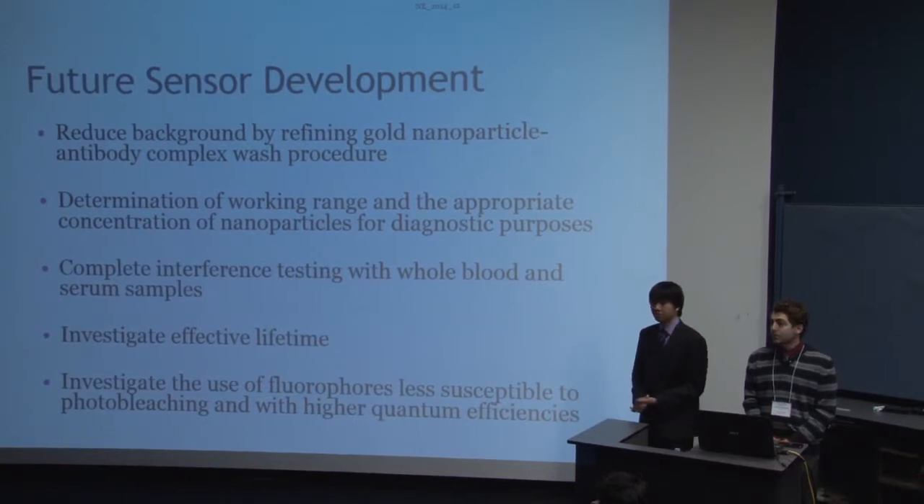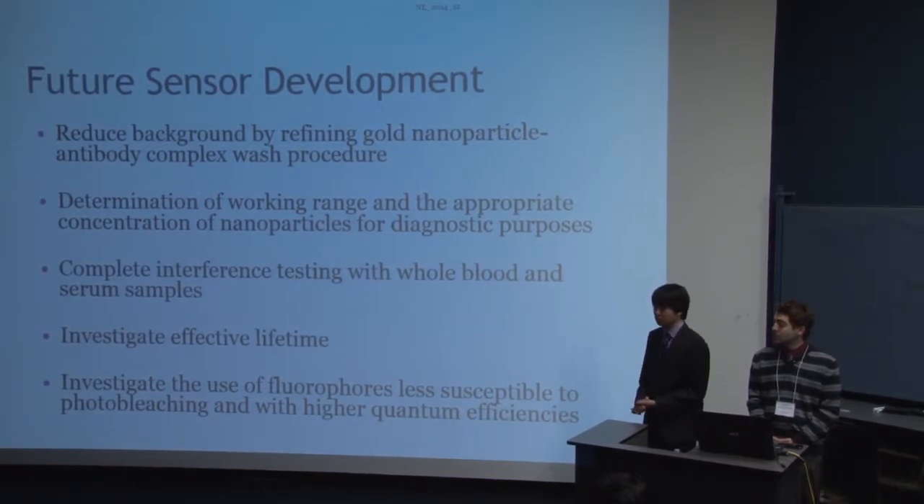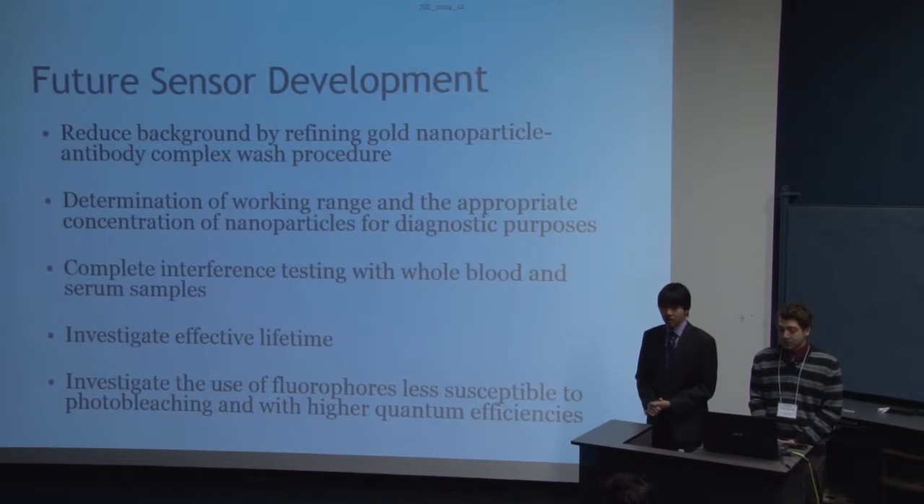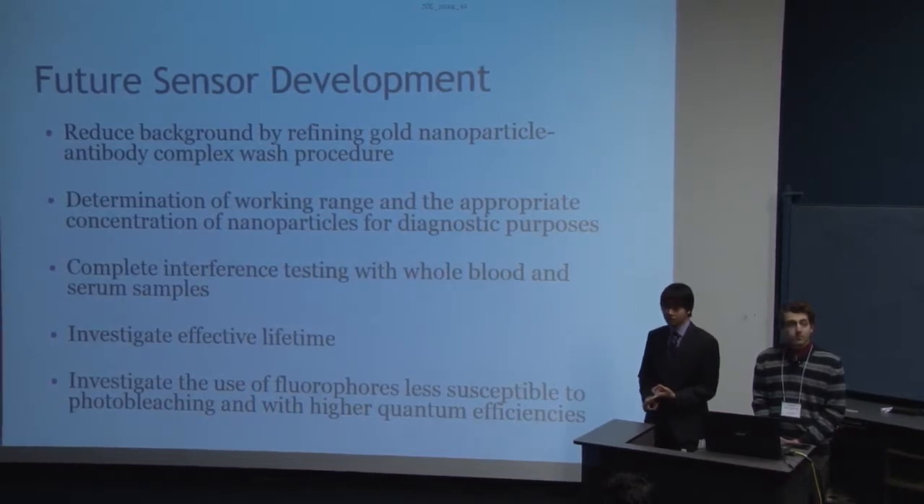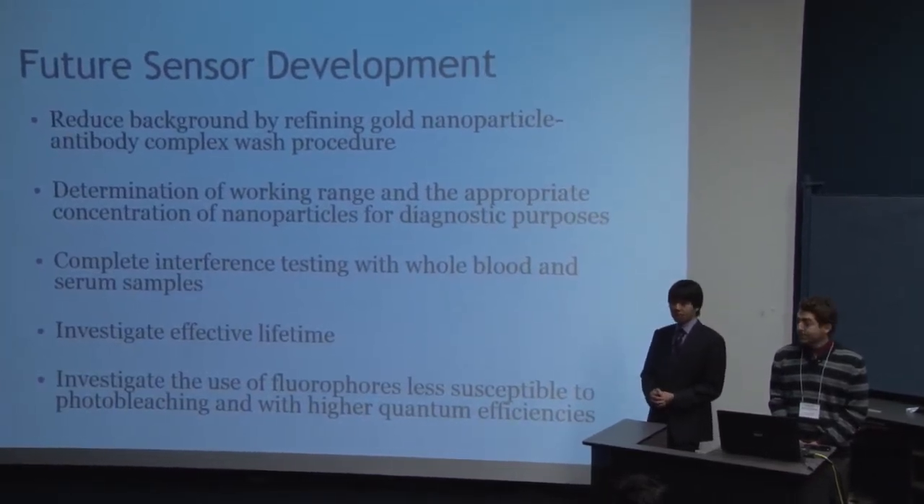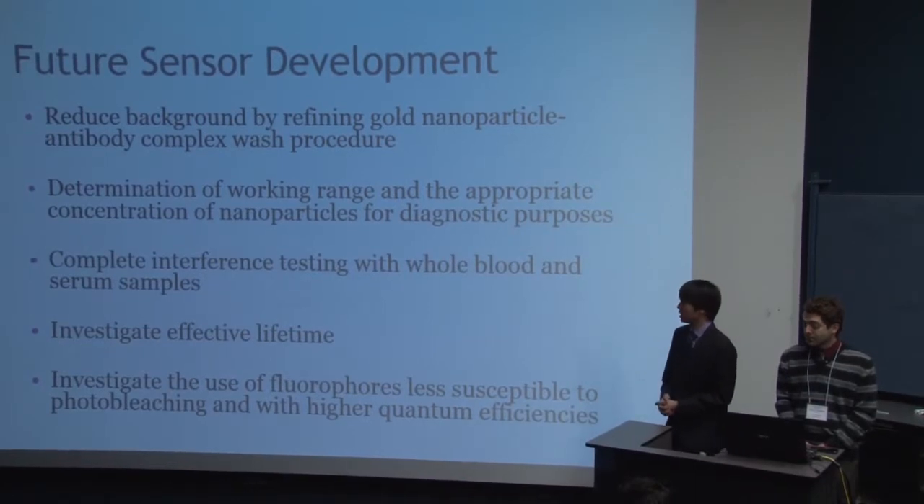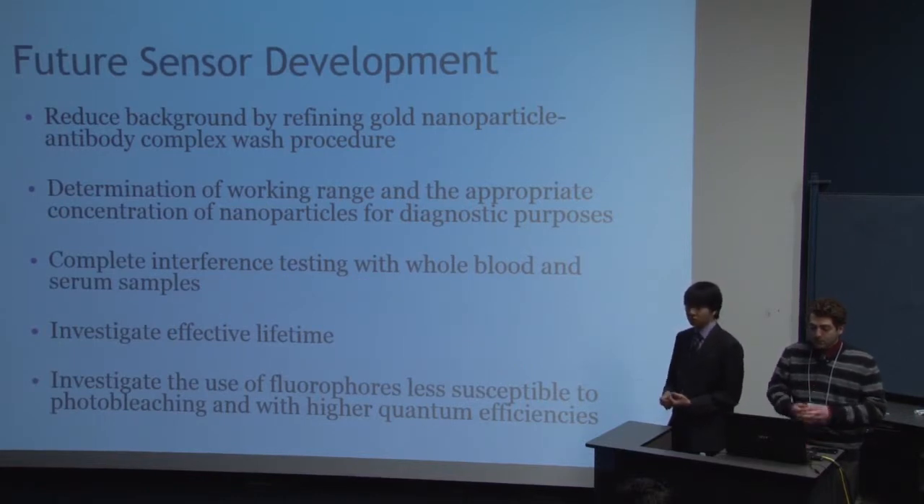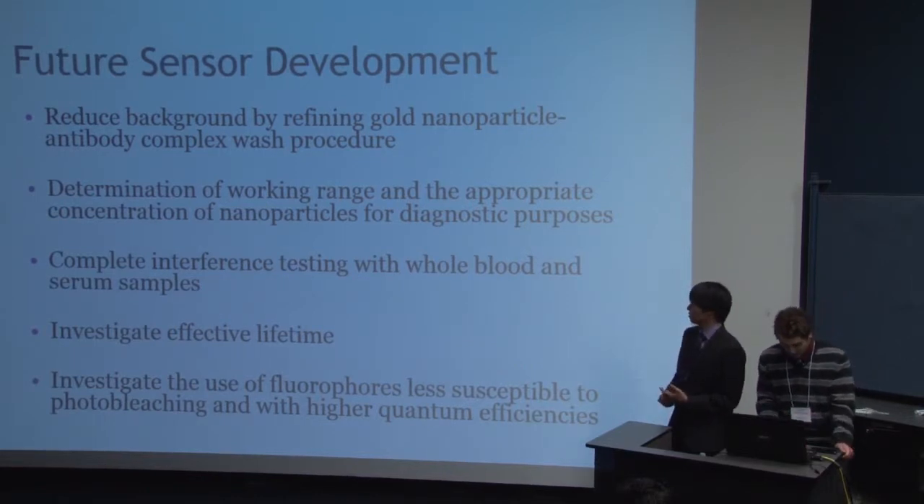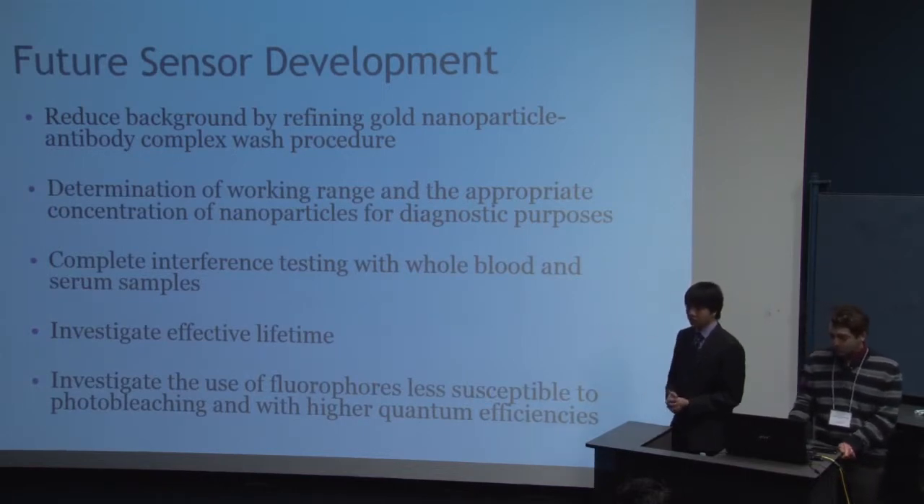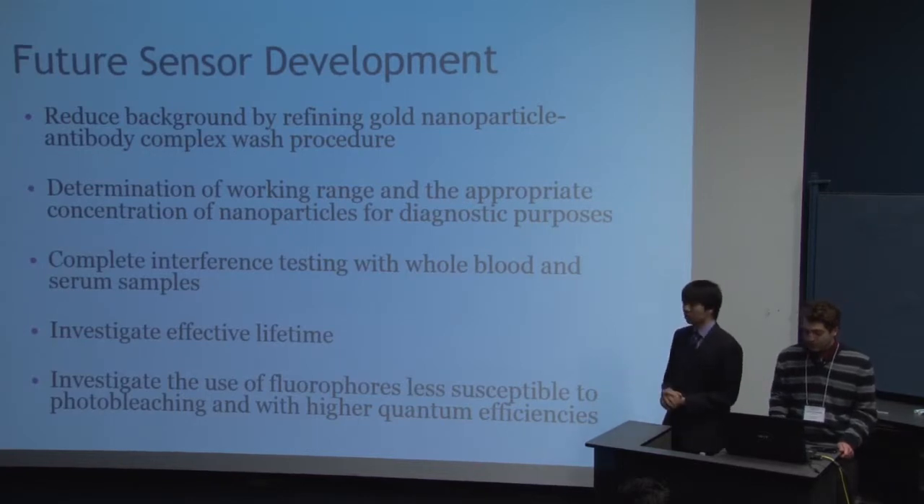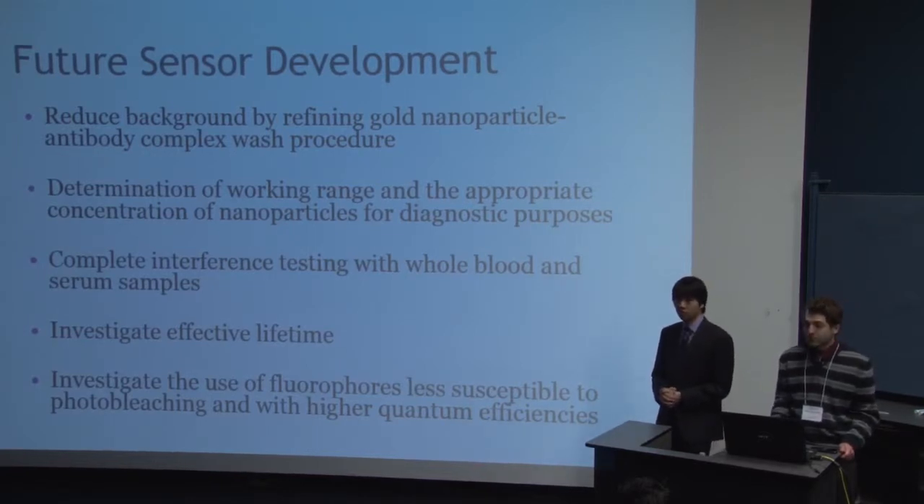First and foremost, we need to further refine our procedure, especially with regards to our antibody washing procedure, in order to further reduce the background to increase the performance of our sensor. We also need to complete more testing to determine the working range, and we also need to start testing the nanoparticle concentrations associated with relevant diagnostic levels, as well as complete interference testing with whole blood, as well as lifetime testing. Optionally, we should also investigate the use of alternative fluorophores with equal or greater quantum efficiencies, but with less propensity to photobleach.